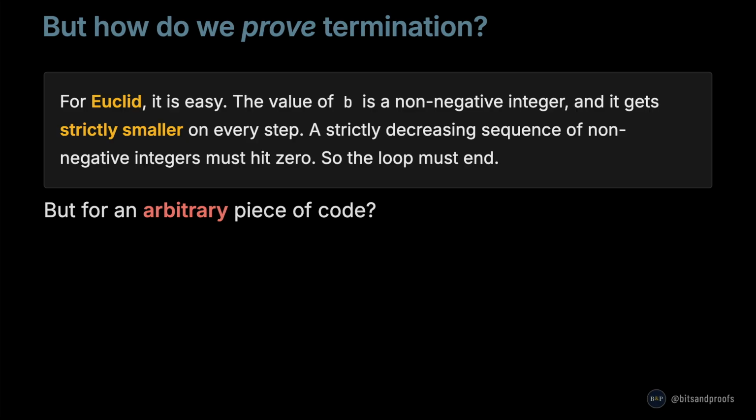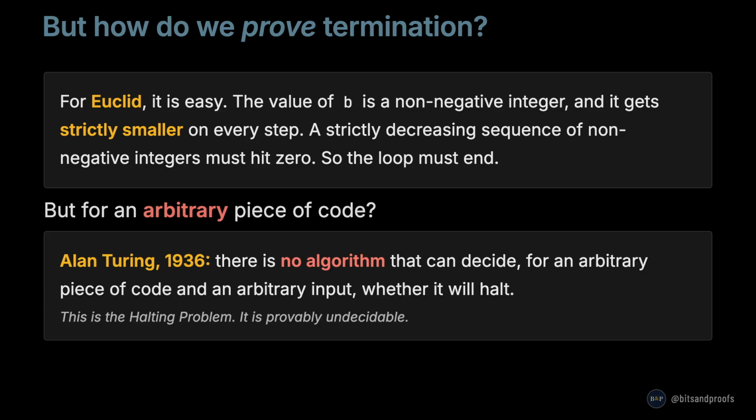This is called the halting problem, and it is provably undecidable. This is why finiteness is a real property to check. We have to prove it case by case, like we did for Euclid. There is no general shortcut. Every algorithm has to come with its own argument for why it terminates.